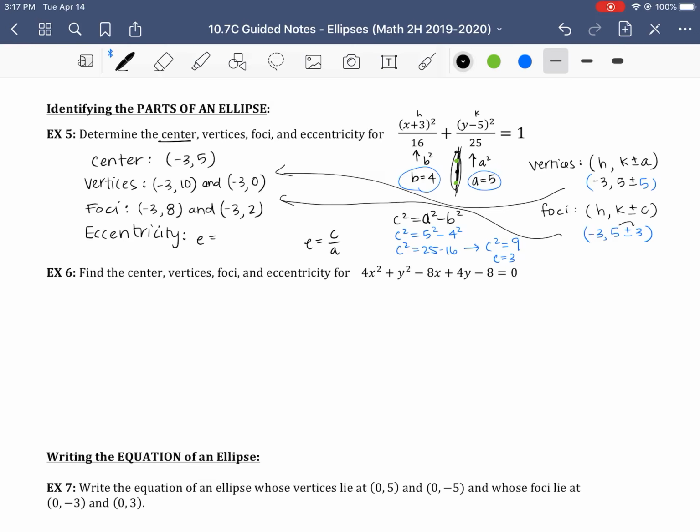Again, eccentricity, just remember eccentricity is the ratio of c over a, so the distance to the focus over the distance to the vertex. So in this case, the eccentricity is going to be c, which we ended up with 3, over a, which our a value was 5. So there's all of the pieces that we were looking for in this case.